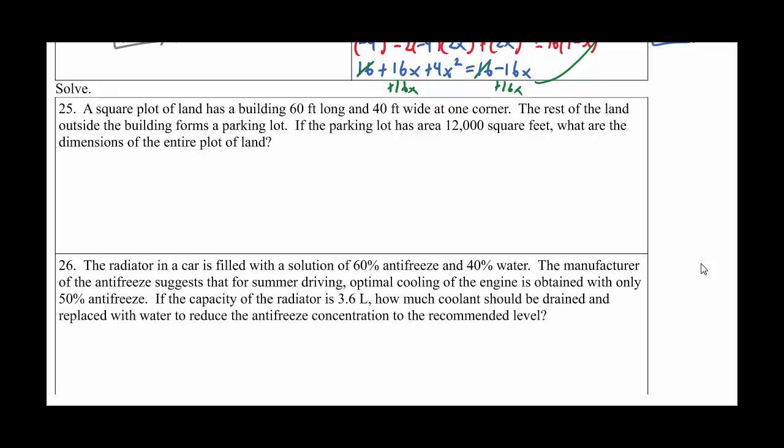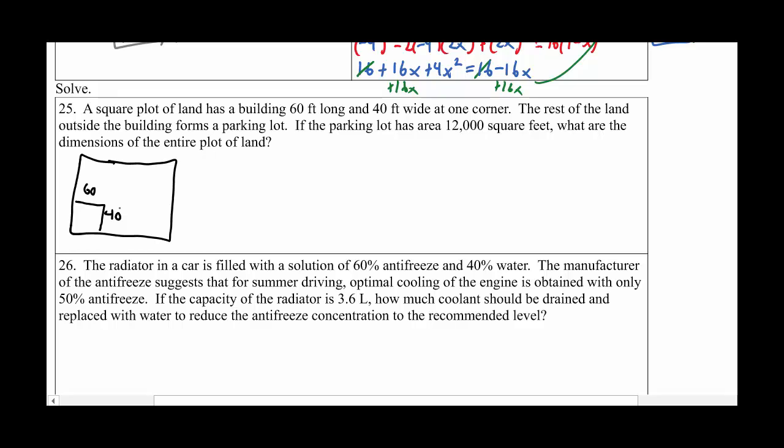All right, number 25, a square plot of land has a building 60 feet long and 40 feet wide at one corner. Let me kind of start with that. So I have a square, and in one corner I have a plot that's 60 feet and 40 feet. The rest of the land outside forms the parking lot. The parking lot has an area of 12,000 square feet. What are the dimensions of the entire plot of land?